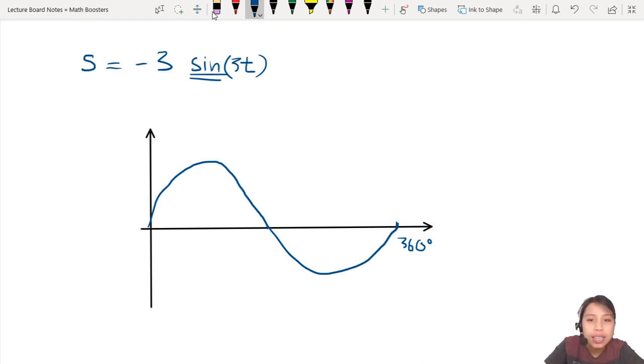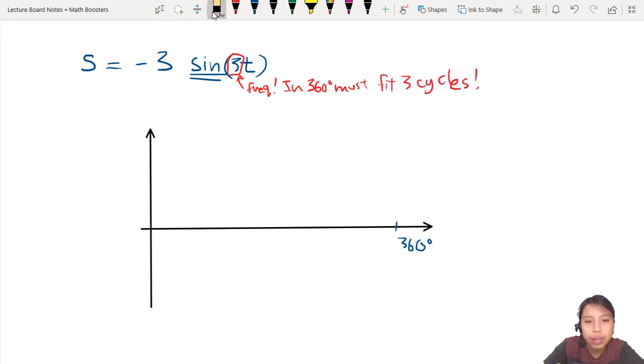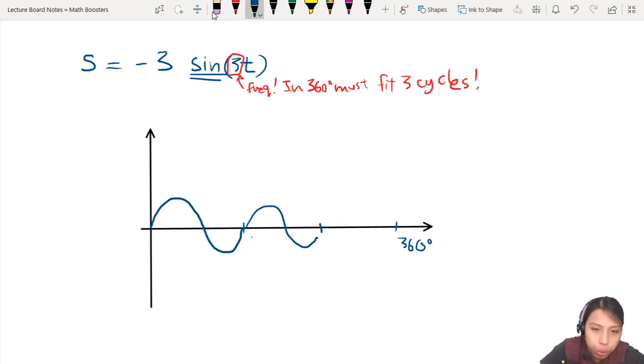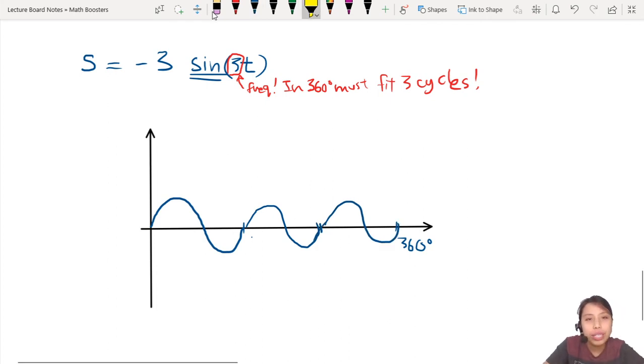Then the amplitude, all these things. Actually, you must not forget this one. It affects the frequency. So it means in 360 must fit 3 cycles. So the pattern must repeat 3 times. So actually this one is wrong now. How to chop up into 3 cycles? You chop into 3 sections first. See? 1, 2, 3. Then you draw the pattern 3 times. 1, 2, 3. Now it's correct. Okay, so this whole part is correct already.